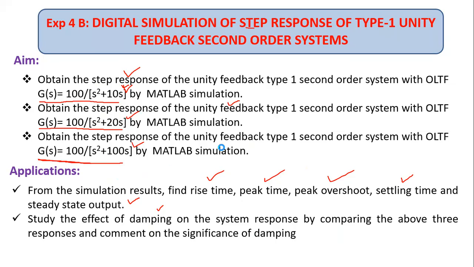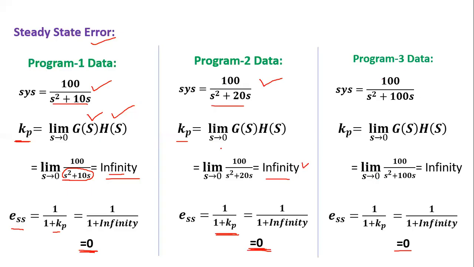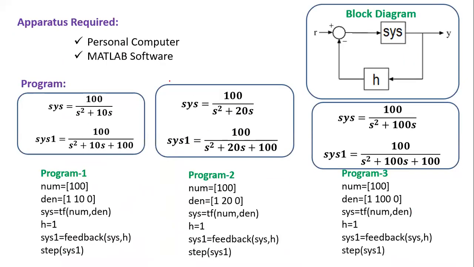transfer functions. Coming to the programming part, we need a personal computer and MATLAB software. Coming to the block diagram, this is an open loop system. For that, we are adding a unity feedback. Then we will get the closed loop transfer function. For the closed loop transfer function, we are applying a step input. Input is a unit step signal, and then you need to observe the output response, that is transient and steady state.